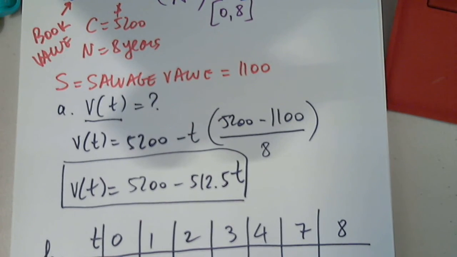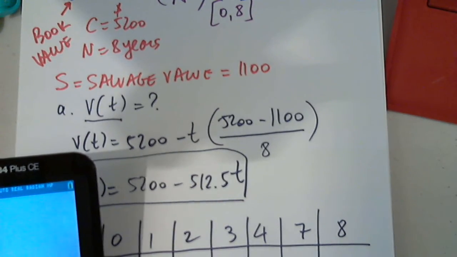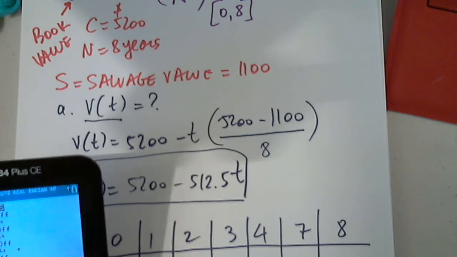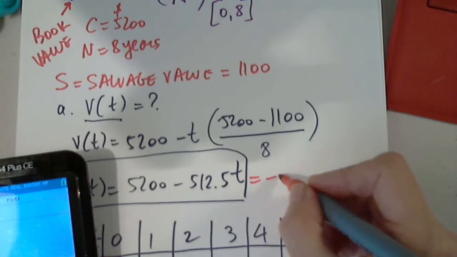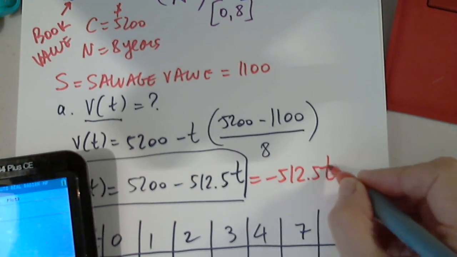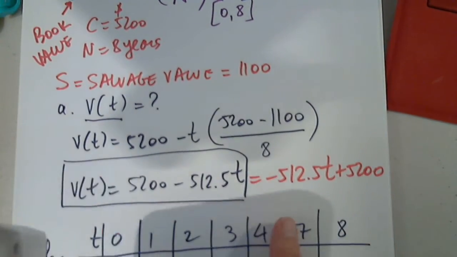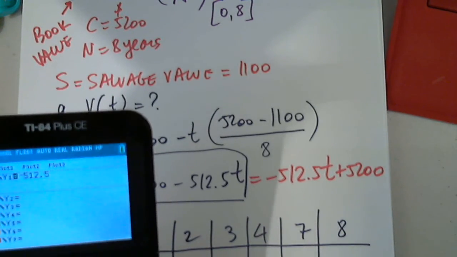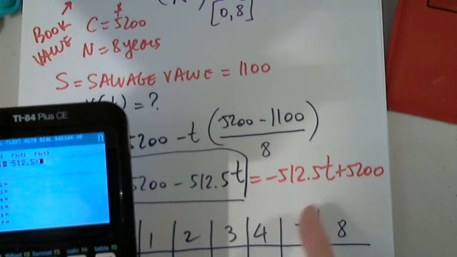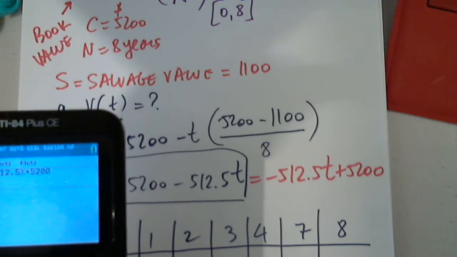We'll check everything. So let's go back to the graphing calculator and go to y equals. Clear if you have anything else and put in this function. The correct order is negative 512.5 t plus 5200. That's the correct way, in descending order. So I'm going to write negative 512.5 x, because I don't have t in the calculator, plus 5200. Stop me if you have any questions on this.